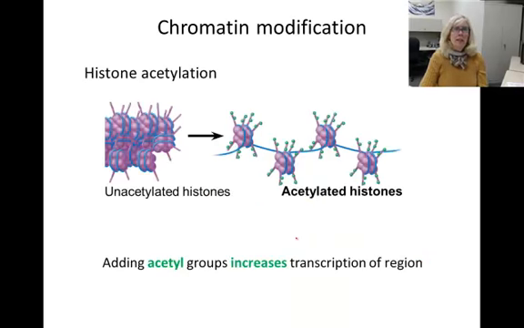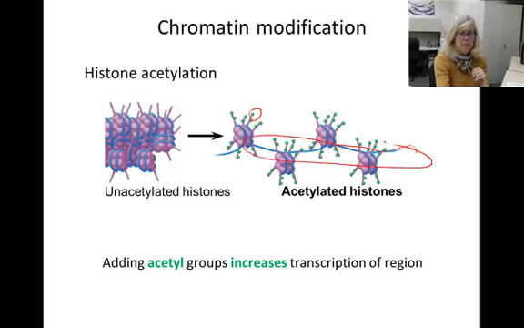Histone protein tails have charged R groups, so they tend to be attracted to each other. In histone acetylation, enzymes add acetyl groups to the tails of the histone proteins, shown here as little green balls. This makes the tails less charged, so they're less attracted to each other and the binding is looser. Thus, adding acetyl groups increases the transcription of that DNA region.